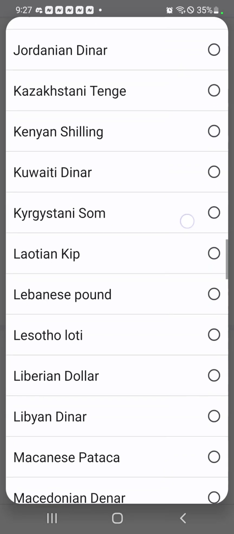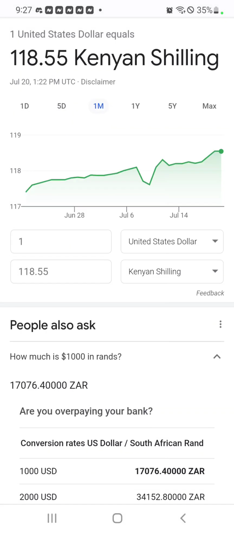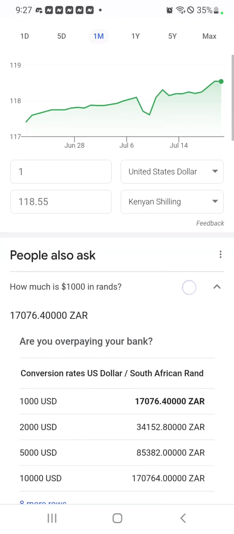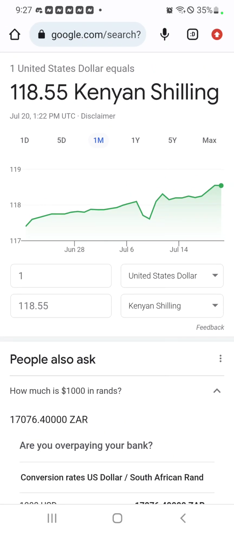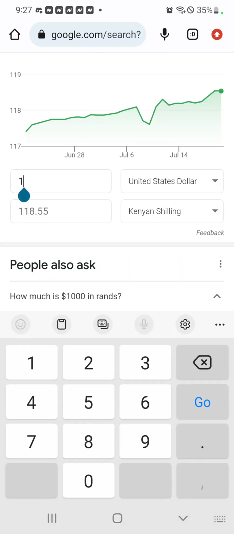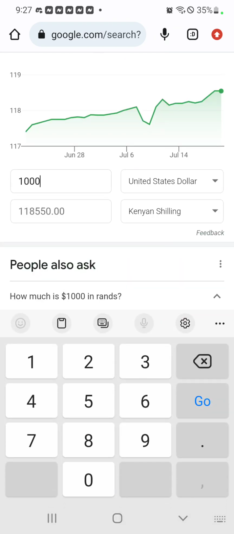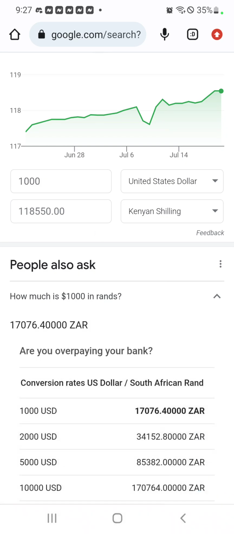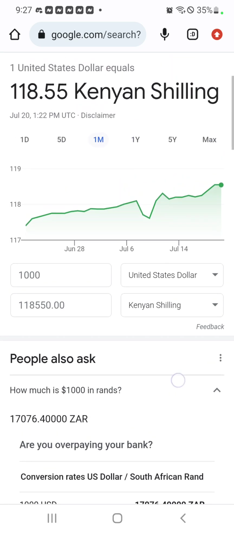There you go, Kenyan shillings. All right, so $1 in USD is equal to 118 shillings and 55 cents in Kenyan shillings. Now I'm going to type in, let's say, $1,000. So $1,000 is equal to, no, I'm sorry, 118,550 in Kenyan shillings.